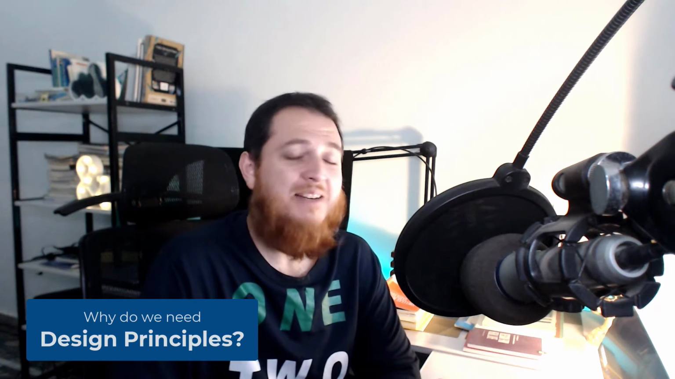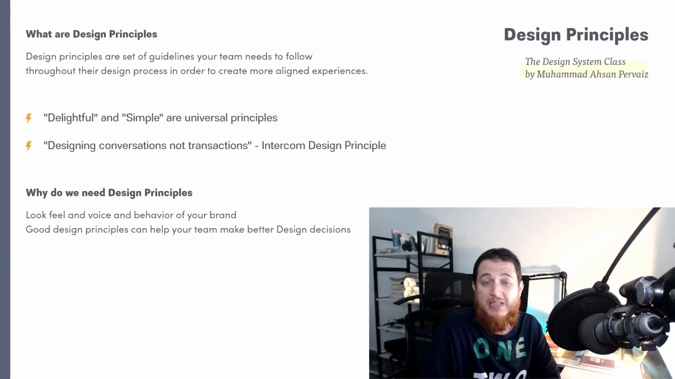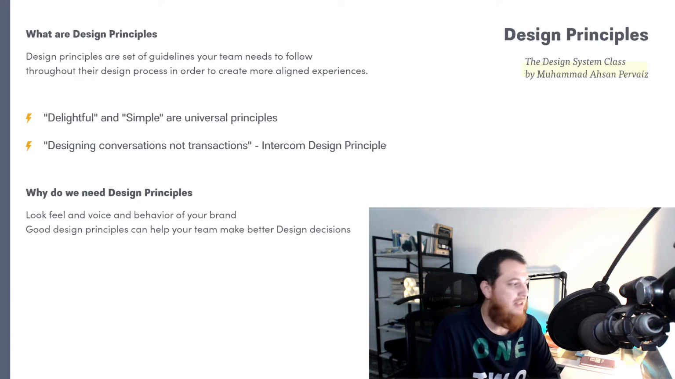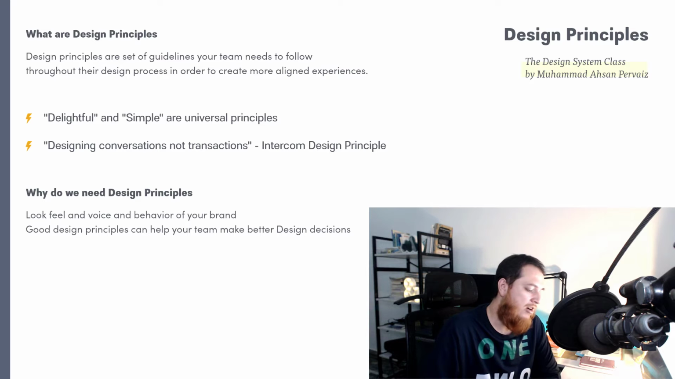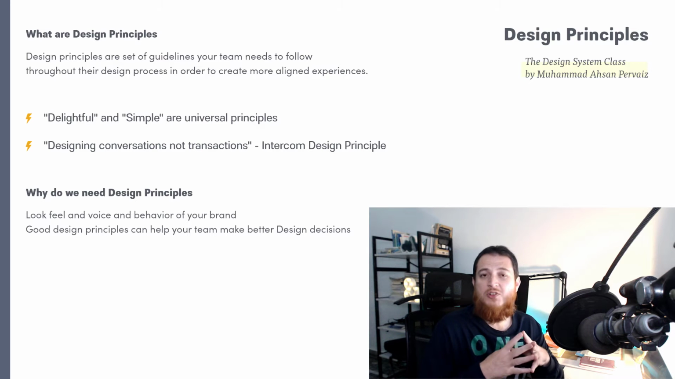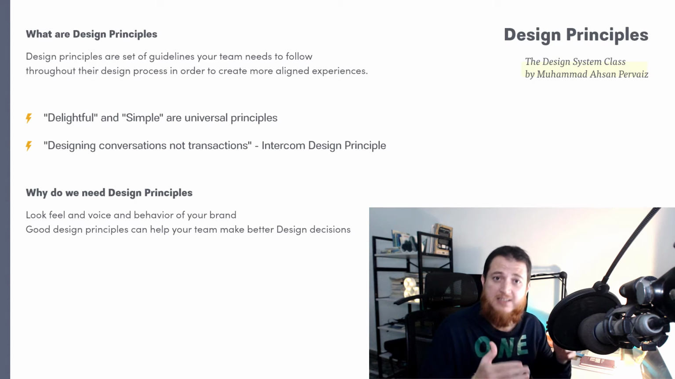Now, why do we need these design principles? Your whole design, your product behavior, your tone and voice, everything is going to be part of your design principles. The major reason behind this is that we are going to use these design principles to make better design decisions. This is, you can say, the sword of design principles. So why do we need that?